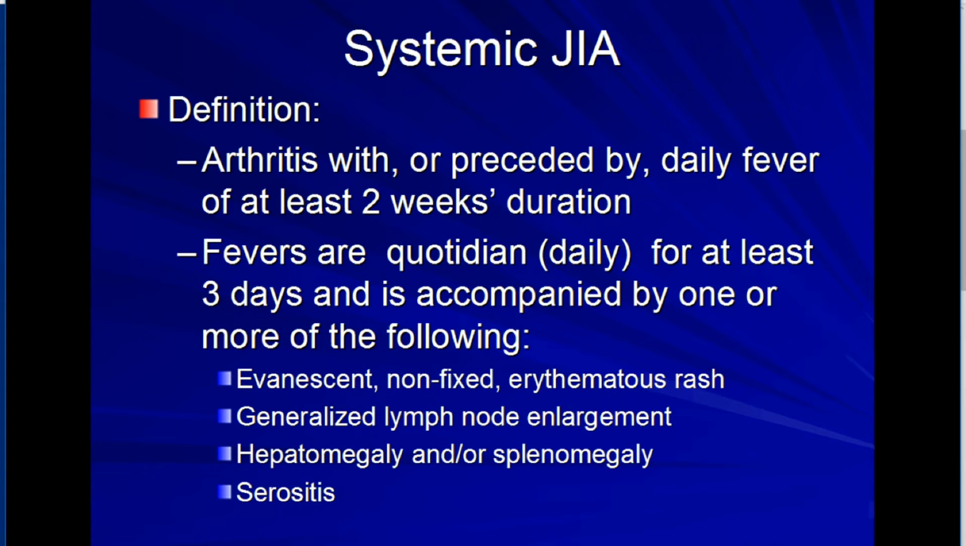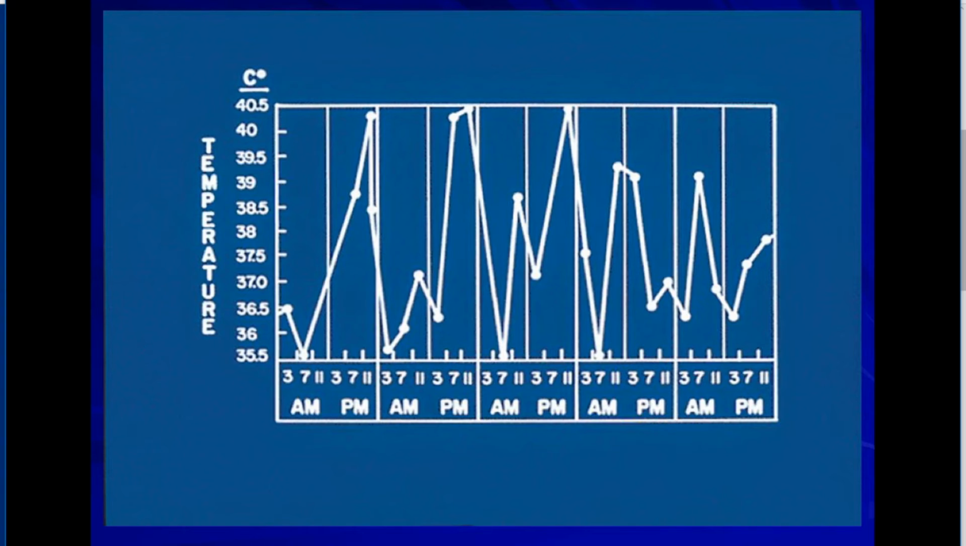So systemic JRA, by definition, is arthritis with or preceded by a daily fever of at least 2 weeks duration. So the fevers are quotidian, for at least 3 days, and they are accompanied by one or more of the following. An evanescent rash. So that's why I ask all these patients, do you have a rash, or have you seen a rash? Lymph node enlargement, and then organomegaly, either liver or spleen, and then a serositis.